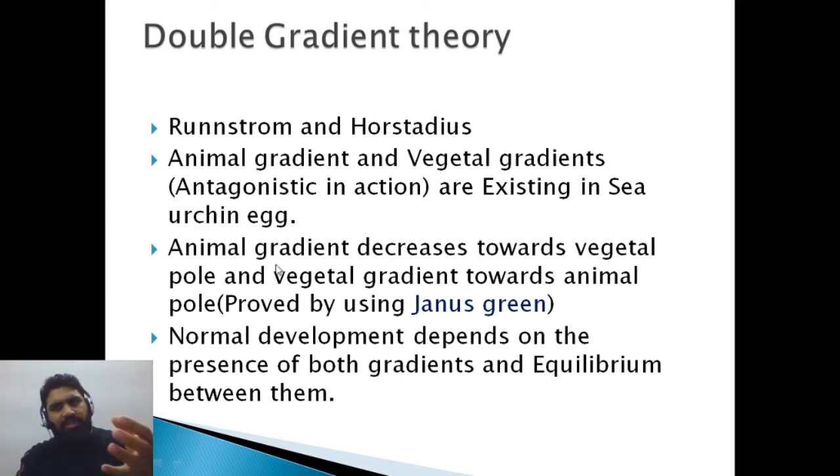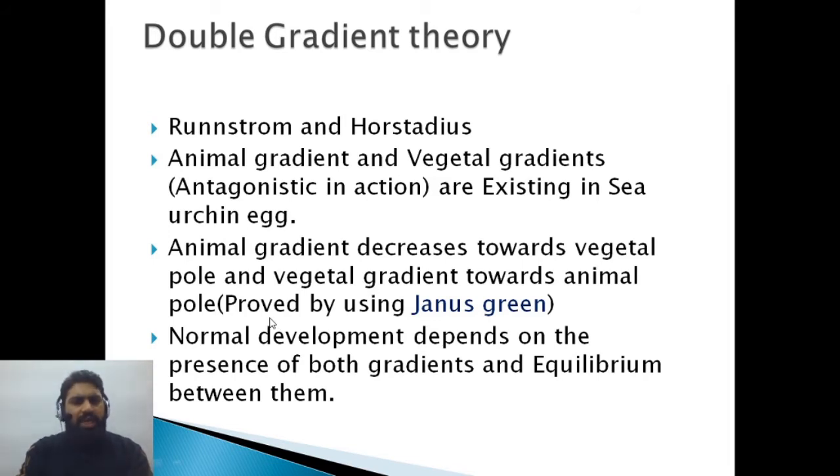In the previous one, the concentration of that chemical was maximum in the animal pole and decreasing towards the vegetal pole. Whereas in this case, the animal gradient decreases towards the vegetal pole and the vegetal gradient decreases towards the animal pole. Once again, the animal gradient is maximum in the animal pole and decreases towards the vegetal pole, whereas the vegetal gradient is maximum in the vegetal pole and decreases towards the animal pole. So there are two gradients. In the previous case, there was only one gradient. That gradient was maximum in the animal pole and decreased towards the vegetal pole.